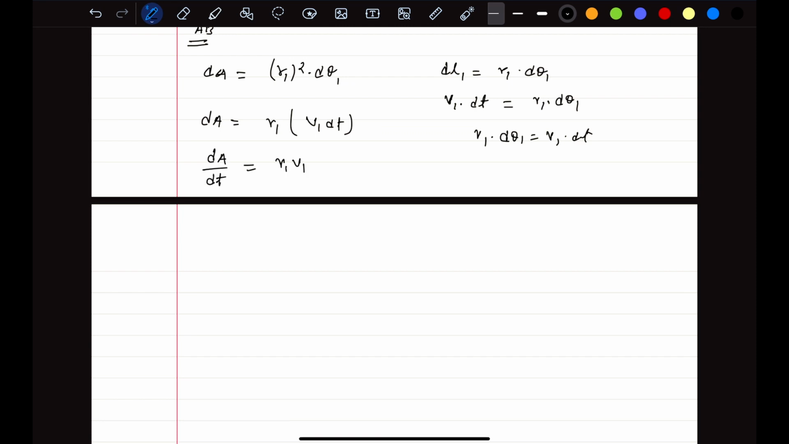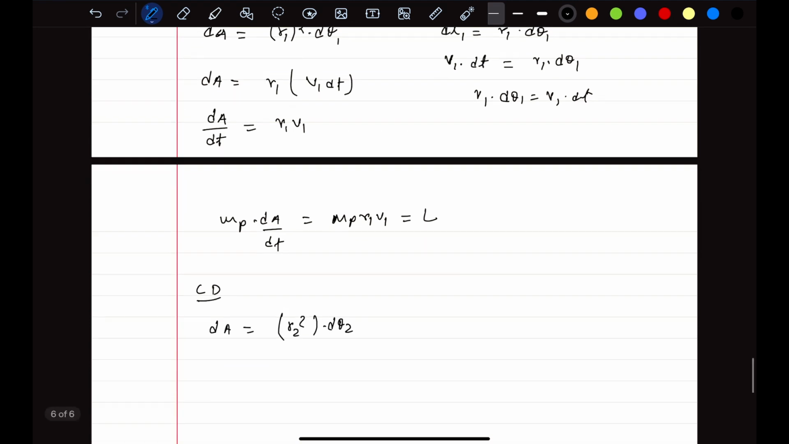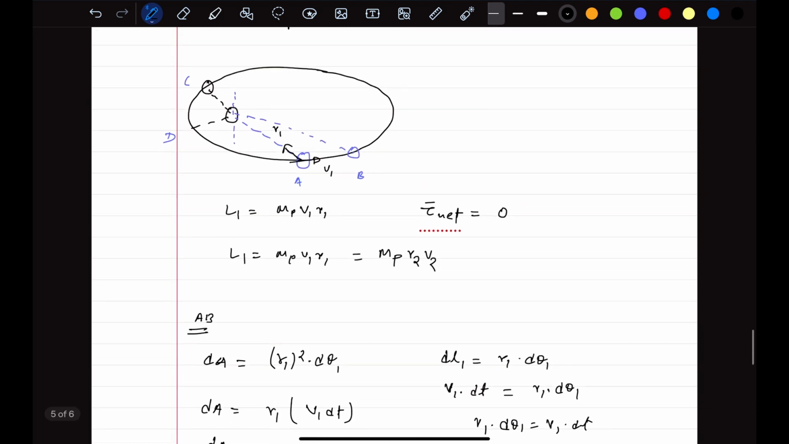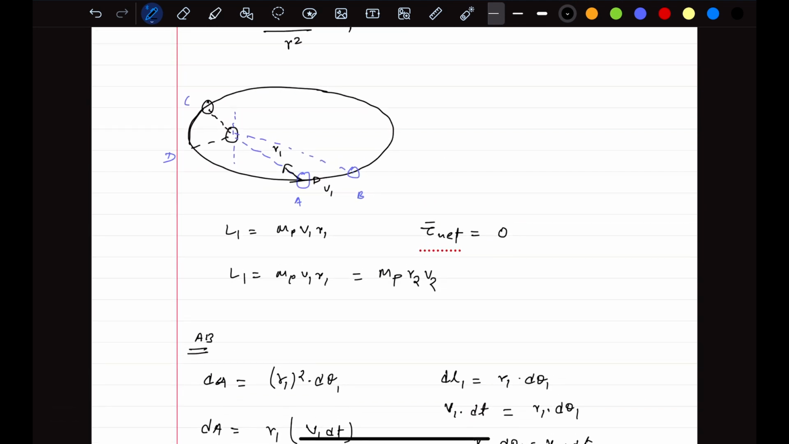Let's multiply by the mass of the planet. So the mass of the planet multiplied by dA by dt will be equal to the mass of the planet times r1 v1. That is angular momentum. Now if you calculate for C to D, the dA will be r2 square d theta 2, right? And again the length of the arc, r2 d theta 2, can be written as v2 dt.